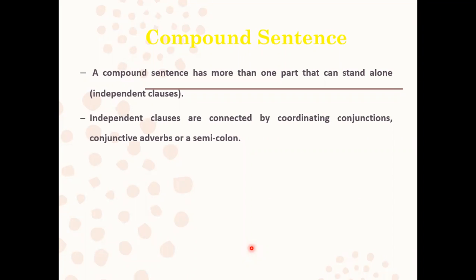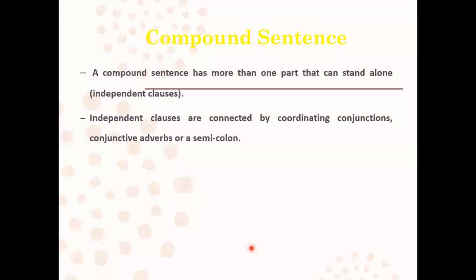When we talk about the compound sentence, there are two clauses. One is an independent clause and the second is also an independent clause. An independent clause means a clause that can stand alone, that can be made a sentence. If there are two sentences, we have to combine both sentences by using a coordinating conjunction. It will be a compound sentence.